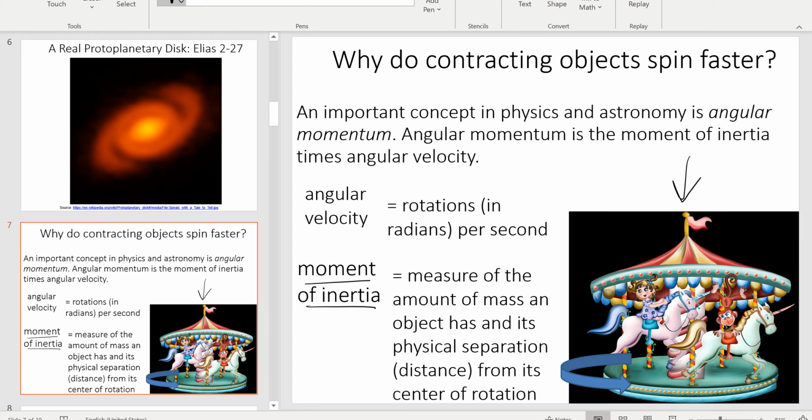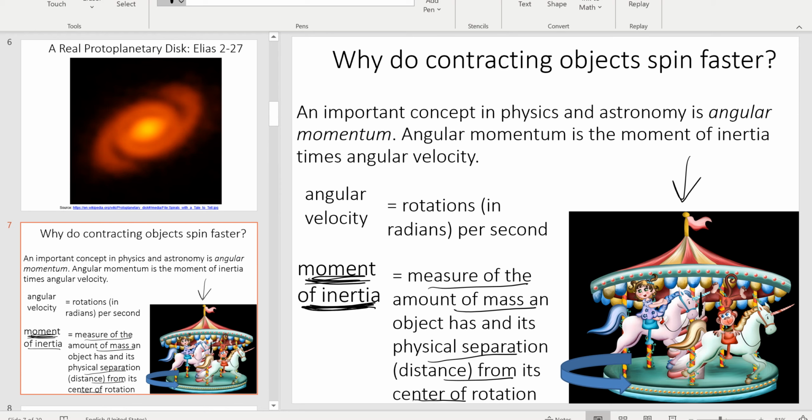The merry-go-round has a larger angular momentum because it has a greater mass than the top, obviously. Merry-go-round weighs thousands of pounds, probably. And that mass is actually distributed away from the center of rotation. The mass is physically separated from the center of rotation, which in this case is this pole in the center. The merry-go-round spins from the center, obviously. And this gives rise to what we call the moment of inertia.